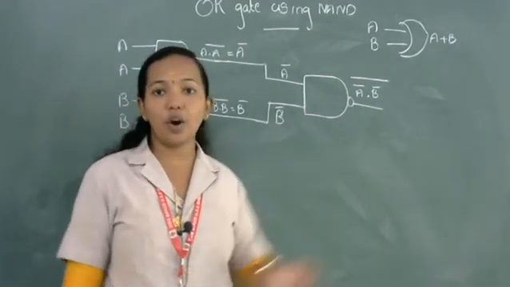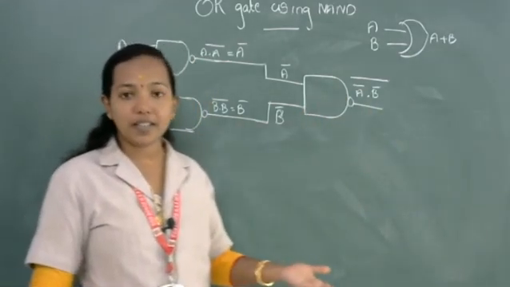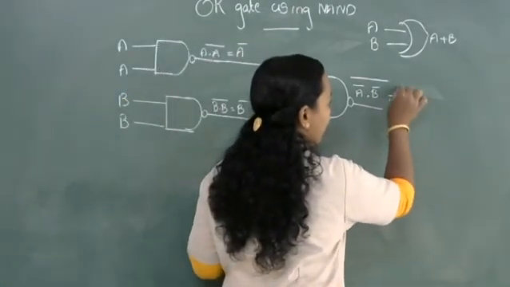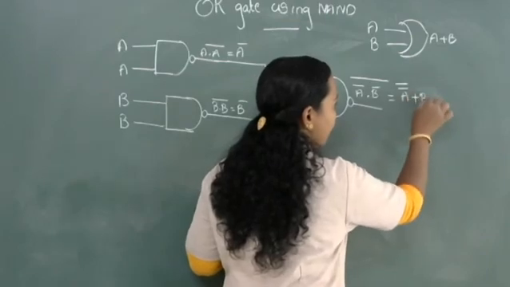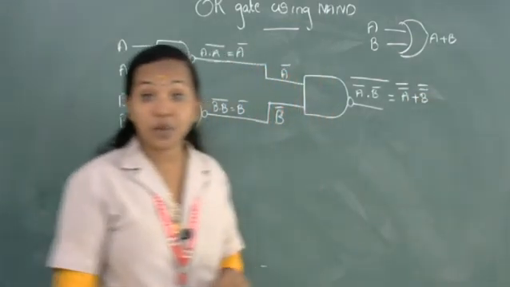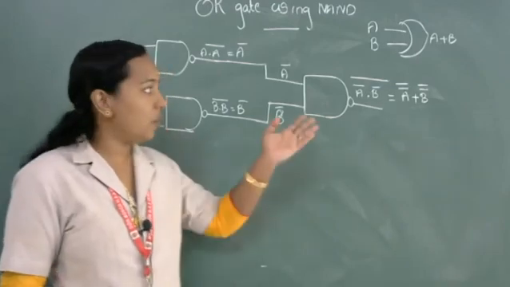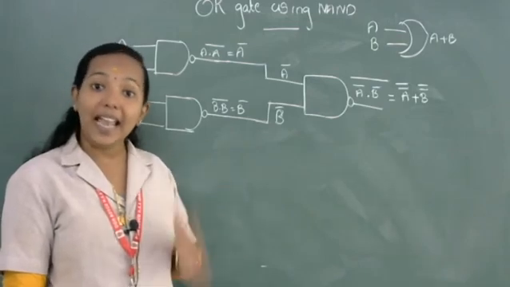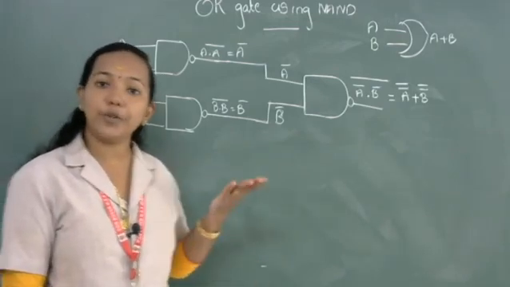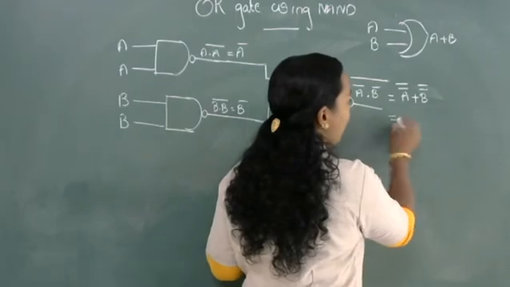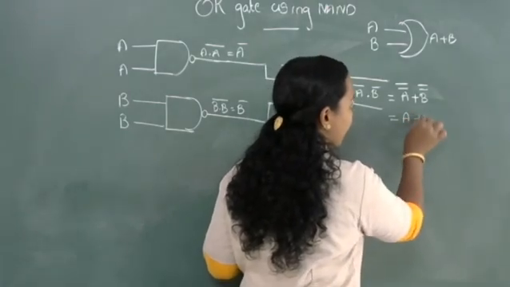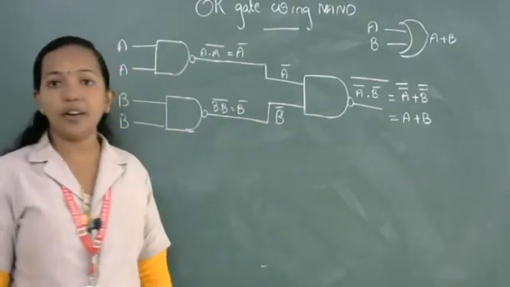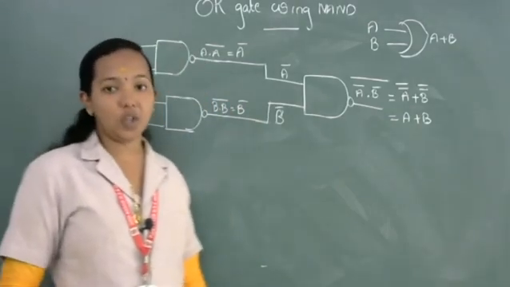Here the overall complement is present, so it converts into the sum of two Boolean variables, A double complement plus B double complement, according to De Morgan's theorem. Then, according to the involution law, A double complement is equal to A itself, and B double complement is equal to B itself. So A double complement plus B double complement we can write as A plus B. Hence we can represent the OR gate using the NAND gate.